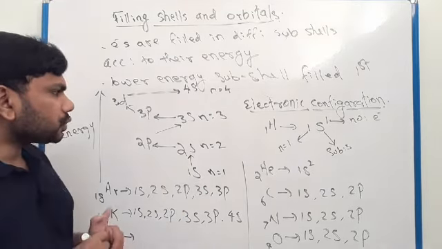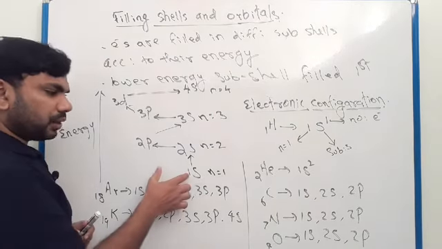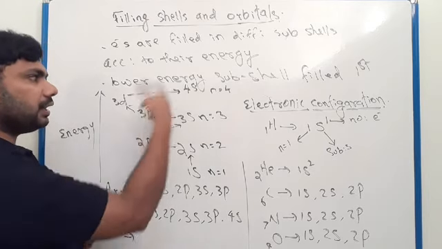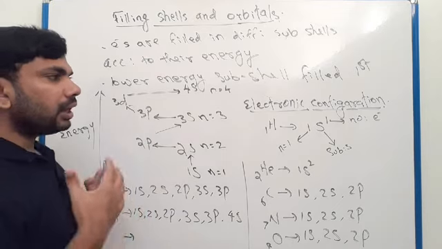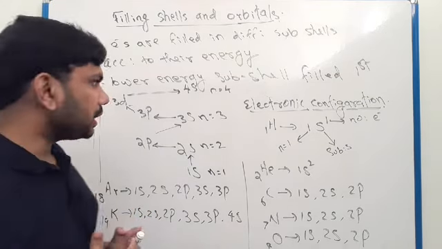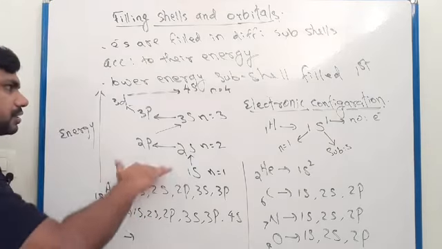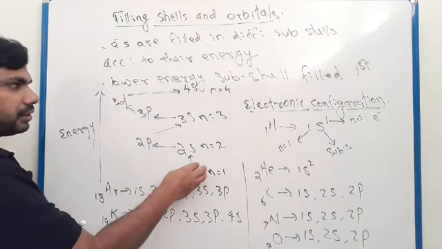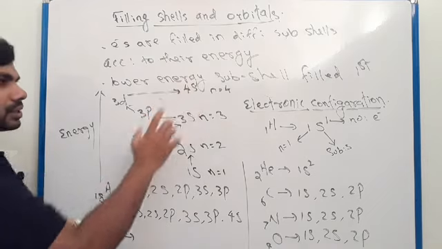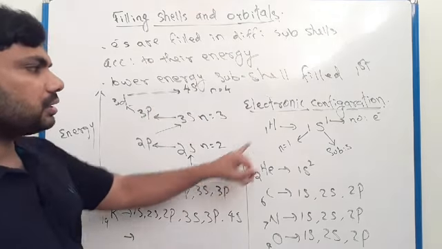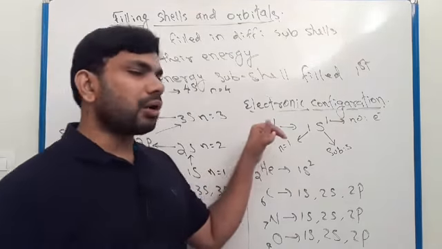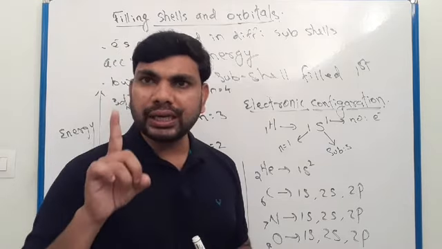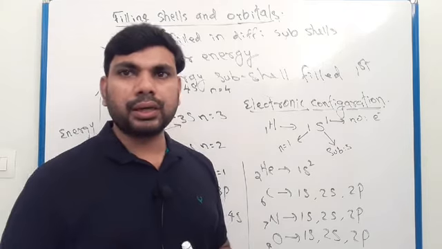Clear? So here electrons are filled first in 1s, then 2s, then 2p, 3s, 3p, 3d, then 4s. This is the order of filling of electrons. When you are moving from bottom to top, energy increases. So lower energy is 1s, higher energy is 4s. Clear? So here is one example for electronic configuration. Hydrogen: we know hydrogen has only one electron, 1s1.